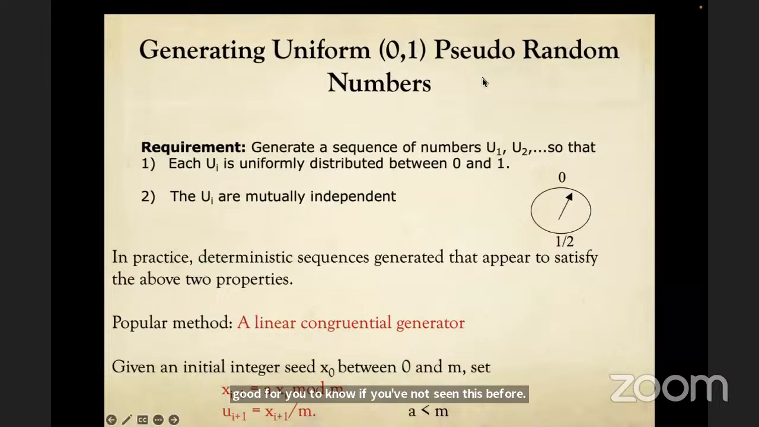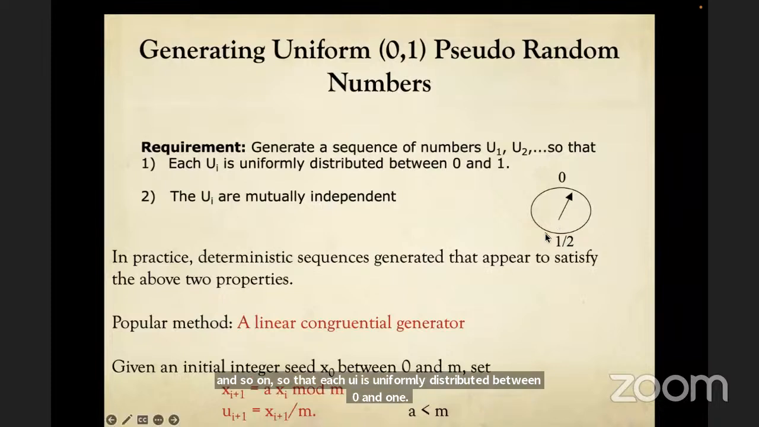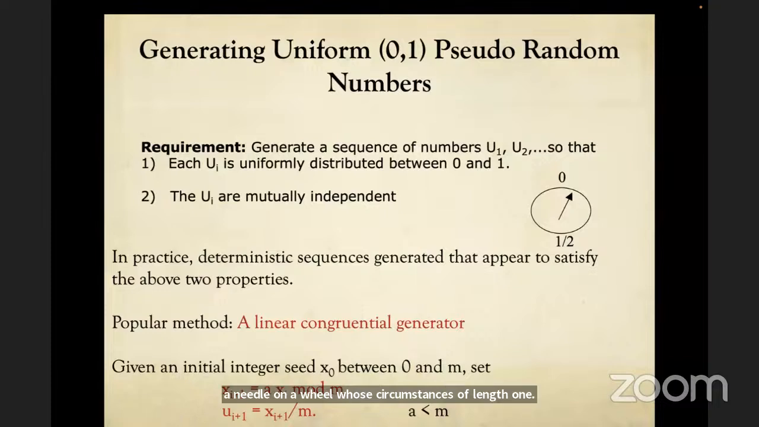So generating uniform pseudo-random numbers, pseudo because they're not really random. We want to generate a sequence of numbers u1, u2, and so on, so that each ui is uniformly distributed between 0 and 1. So it's like rolling a needle on a wheel whose circumference is of length 1. So the chance of it lying in any interval is proportional to its length, and there's no reason why that should not be true. And they should be independent. So if I tell you one draw took some value 0.33, it should make no difference whatsoever to what the next draw is going to be. So that's the kind of properties we are looking for. We want the computer to roll this needle on this wheel for us many, many times. In practice, deterministic sequences are generated that appear to satisfy the above two properties.